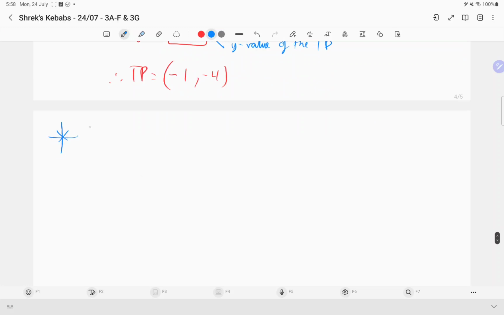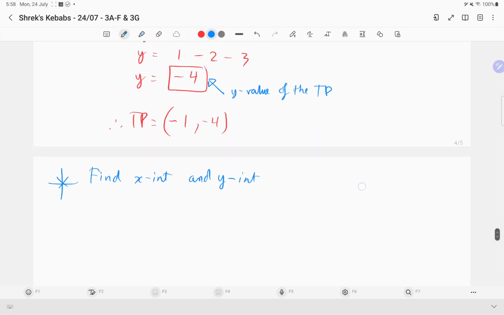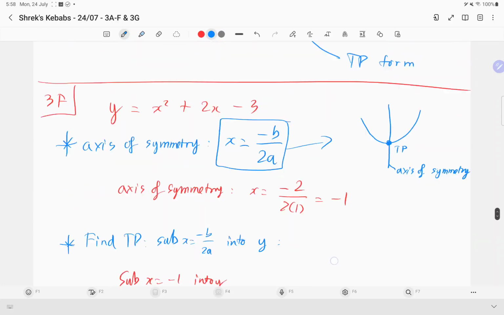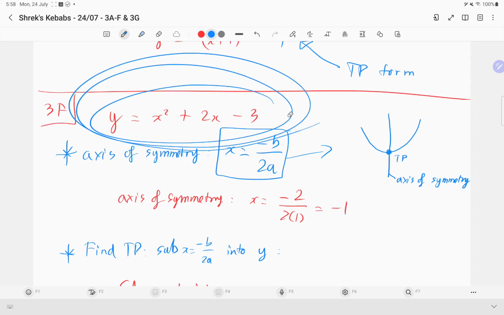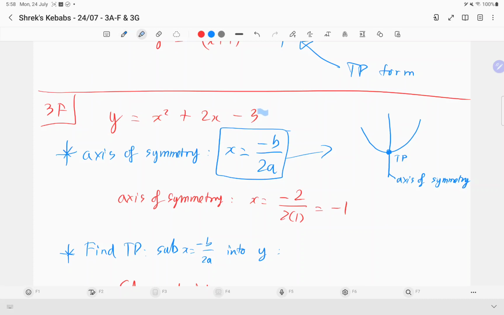Okay? And how do you guys know how to find x and y intercepts, right? Okay, can someone tell me, our y intercept is sub x equals 0. Now look at this equation here. What's the y intercept of this equation? -3. That's right. How did you know? Because if x equals 0, then it's all going to be 0 except -3. So in the standard form, the constant term is always the y-intercept.